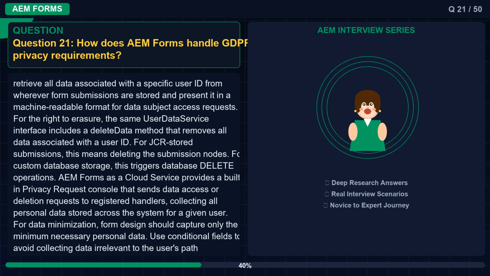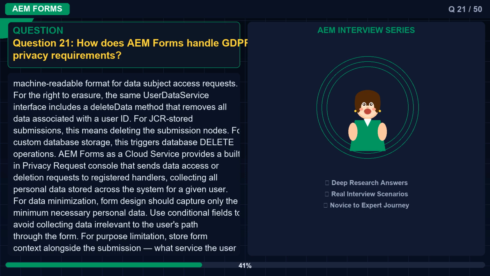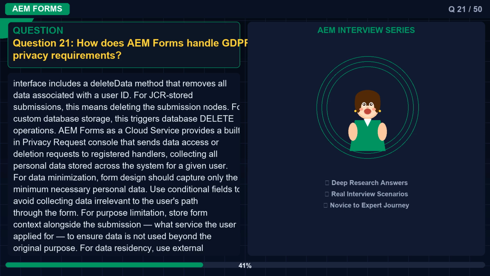For JCR stored submissions, this means deleting the submission nodes. For custom database storage, this triggers database delete operations. AEM Forms as a cloud service provides a built-in privacy request console that sends data access or deletion requests to registered handlers, collecting all personal data stored across the system for a given user.